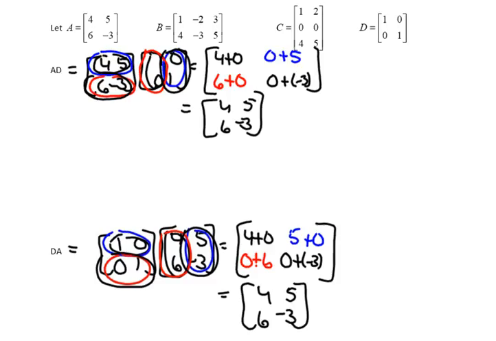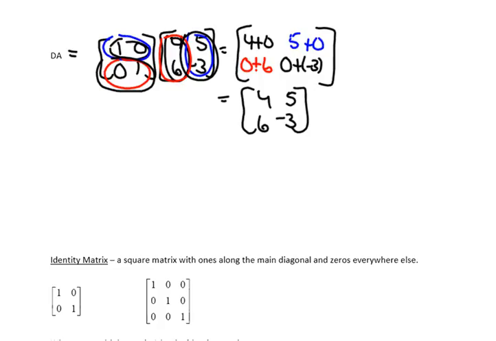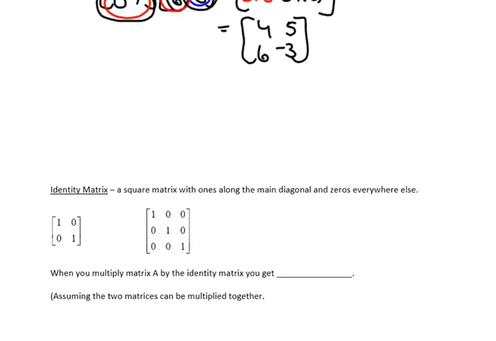Okay, so matrix D is what is called the identity matrix, and it's a square matrix, remember, same number of rows and columns, with ones along the main diagonal and zeros everywhere else. That looks very, very similar to RREF. Okay? So, in general then, when you multiply matrix A by the identity matrix, well, we ended up getting matrix A. Okay? Now, very, very important.